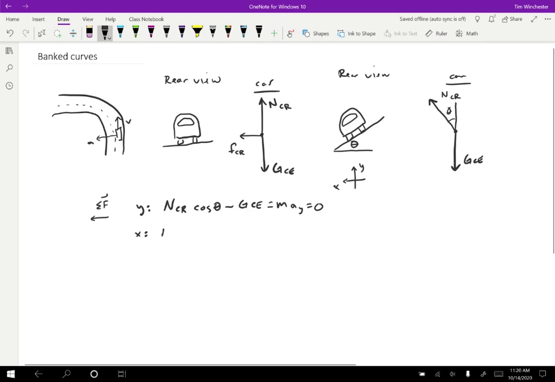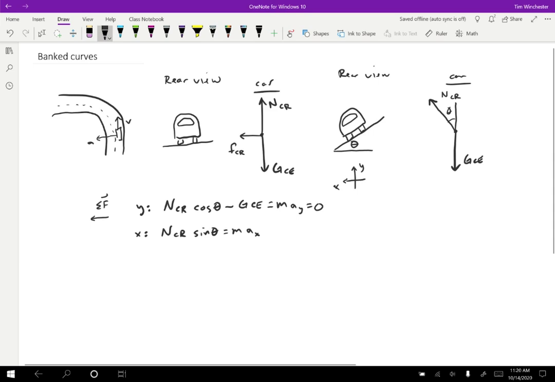Well, we have a normal force on the car by the road, but this time the horizontal component is going to be in the X direction. So that's going to be N_CR sine theta. There's no other force in the X direction, so that's it. And that is going to equal mass times the acceleration in the X direction, which this time is not zero. That's going to depend on, for instance, the details of the curve.